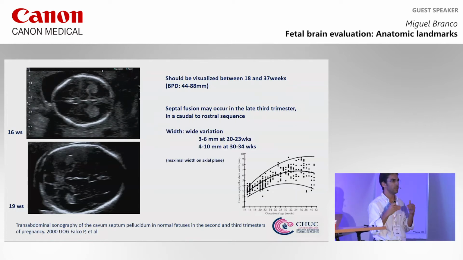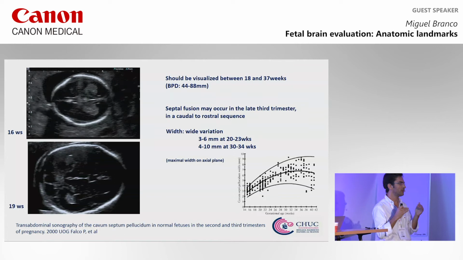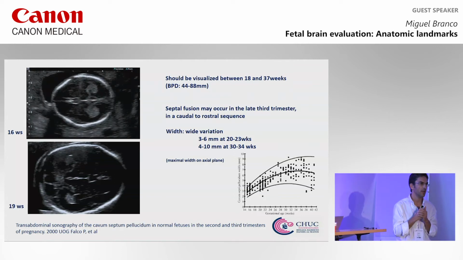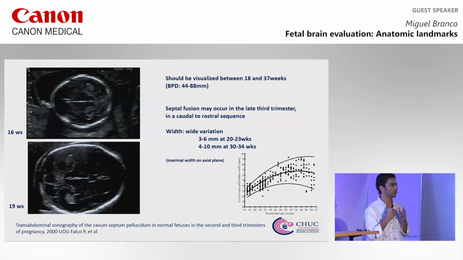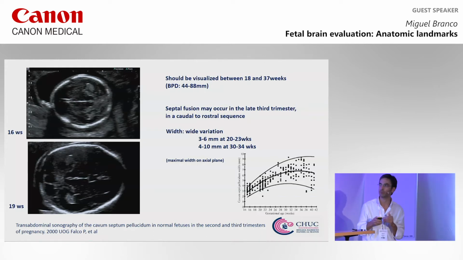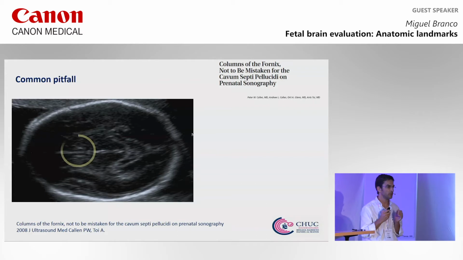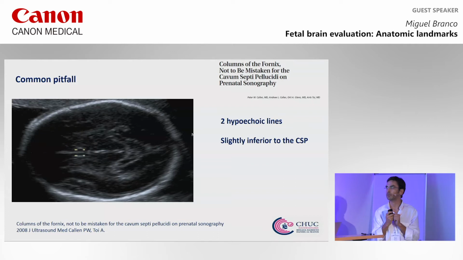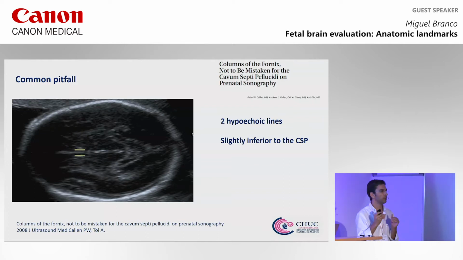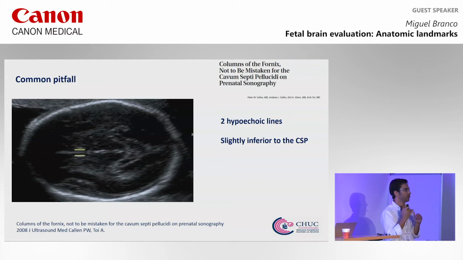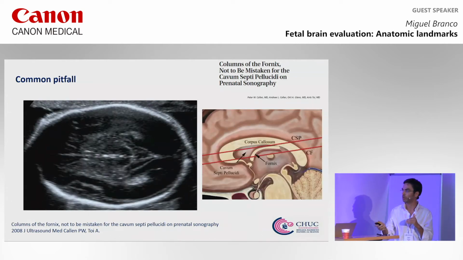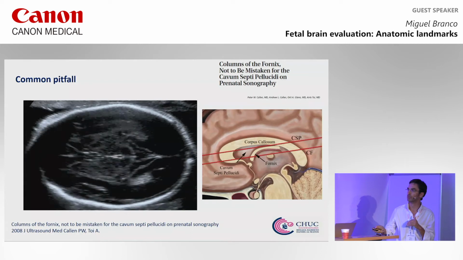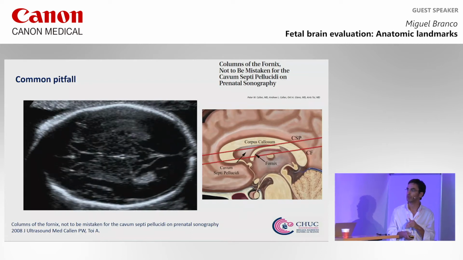There is a wide variation on the width, but we can take about 6 millimeters as the upper limit on the range of the morphologic scan, 20 to 23 weeks. There is a common pitfall that is mistaking the columns of fornix for the CSP, but the columns of fornix are 2 hypoechoic lines without fluid inside and that don't interrupt the interhemispheric fissure. In reality, they are a little bit below the level of the cavum septum lucidum. Here, the columns and the cavum.